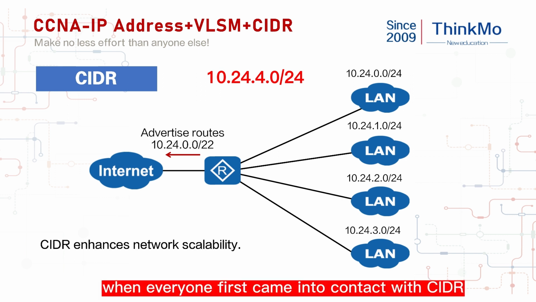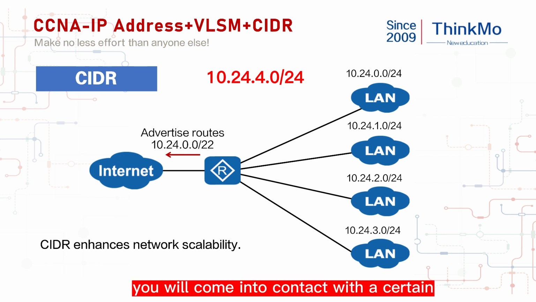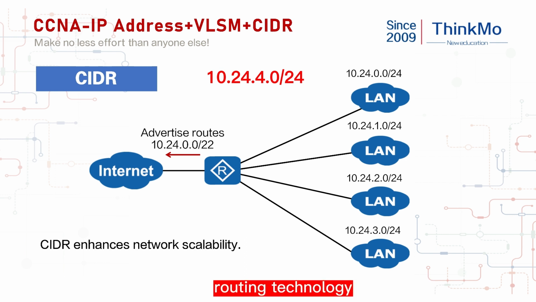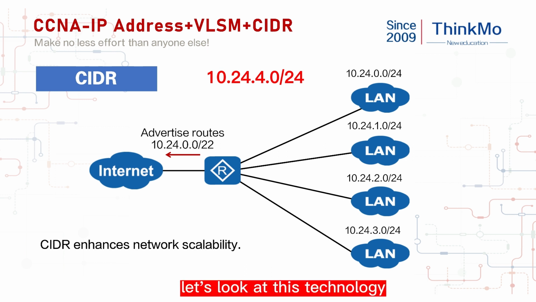When everyone first comes into contact with CIDR, they may find it useless. But when you learn the NP stage, you will come into contact with routing technology, that is, routing knowledge. Then you will know why some companies make corresponding announcements with the internet. At that time you will learn the application scenarios. When you combine it with the project scene, you won't think this technology is useless. It's just that we're in the NA stage now.